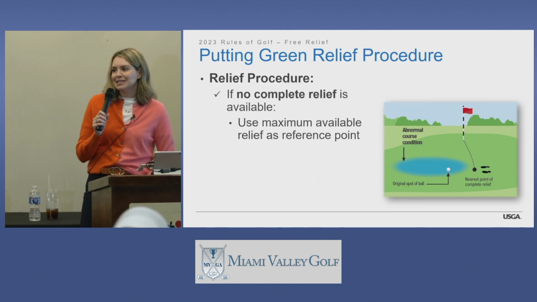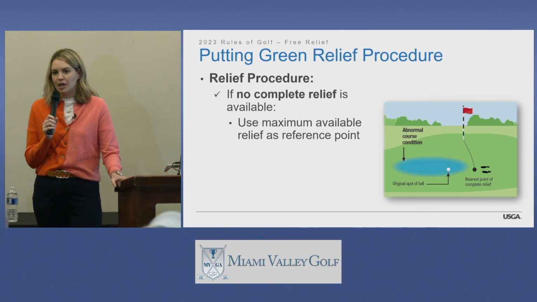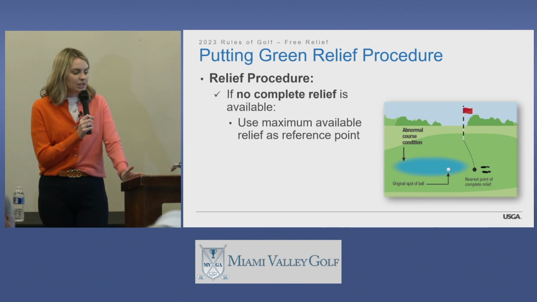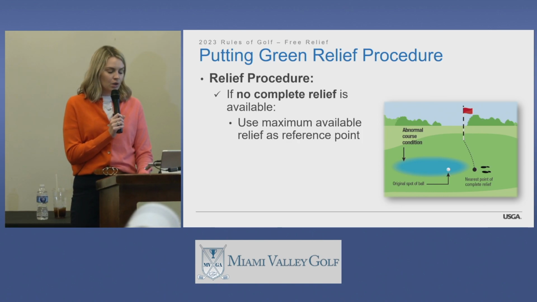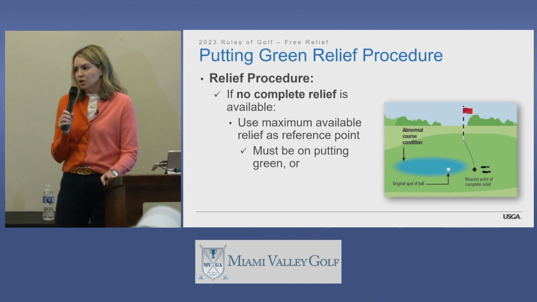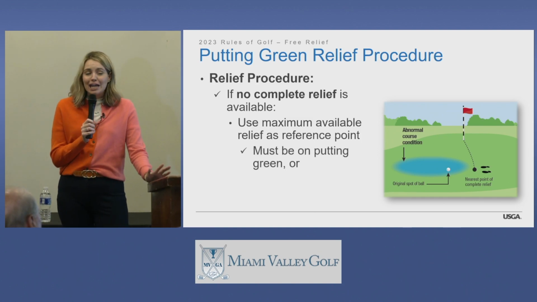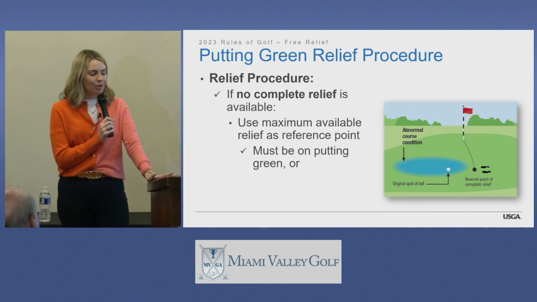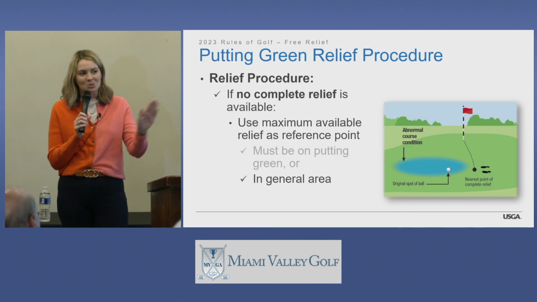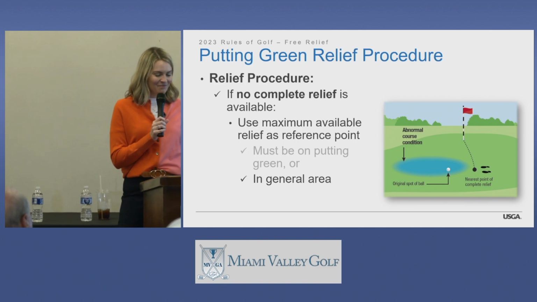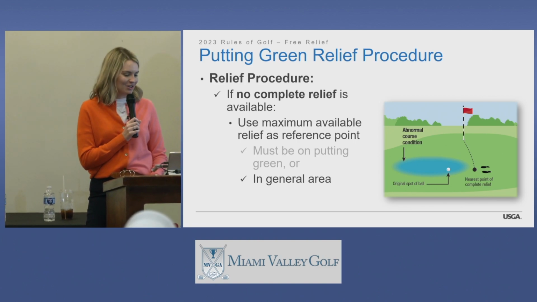Then if we can't take complete relief for that condition on the putting green, we would still have maximum available relief, which again could either be on the putting green or the general area. If you're not able to take complete relief on the putting green, perhaps a good indication that maybe the course is getting towards being unplayable. May want to consider suspending play in that case. Any questions for abnormal course conditions?